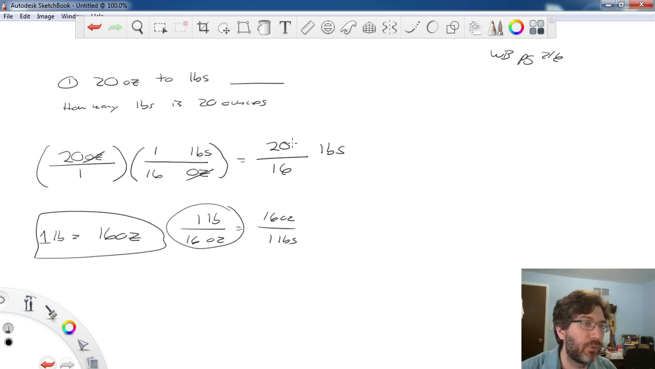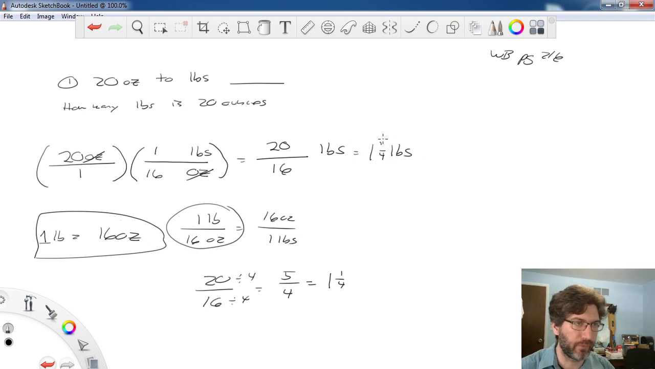I can divide each by a 4. So I'm going to divide each by a 4. Here, I'll bring it down here so you can actually get it. 20/16 without the units, divided by 4, equals 5 over 4. So you get 5/4, or you can make that a mixed number, which is probably what you should be doing at this point. 4 goes into 5 once with 1 left over. So this will be 1 1/4 pounds as your answer there.